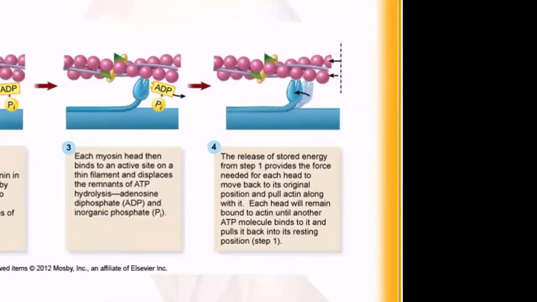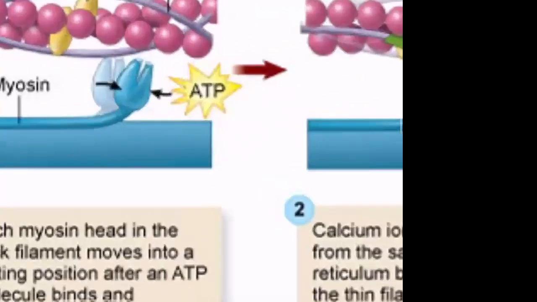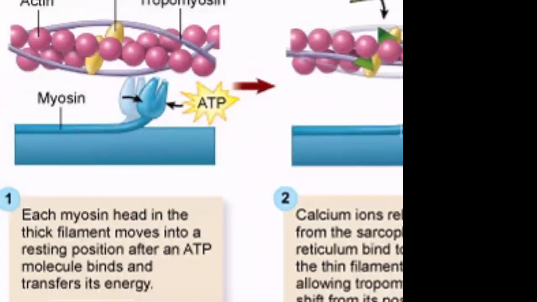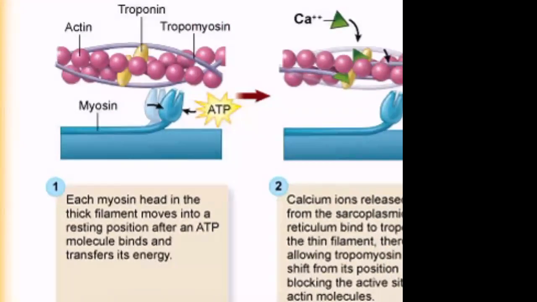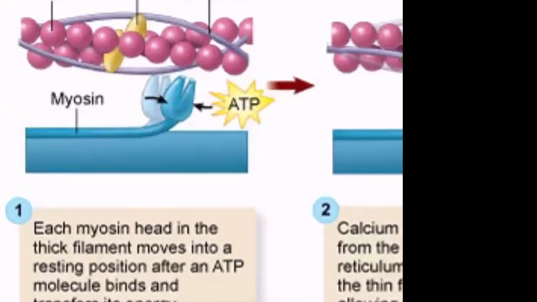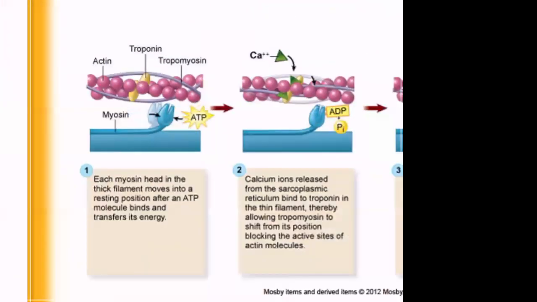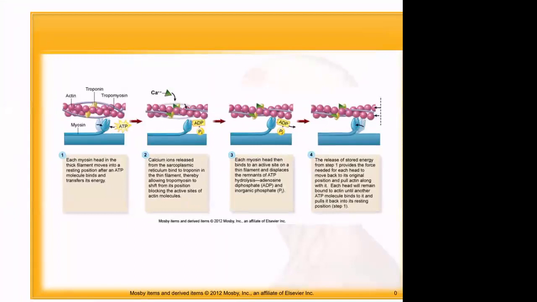In order to reset, we have to bring ATP back in again. So adenosine triphosphate is actually needed in this case not to spring the trap, but to set it. That's the relaxation part of muscle contraction. So in order to grab onto something, it has to be set and ready to go. Once that calcium moves tropomyosin out of the way, that myosin head can grab onto that thick filament and pull it.